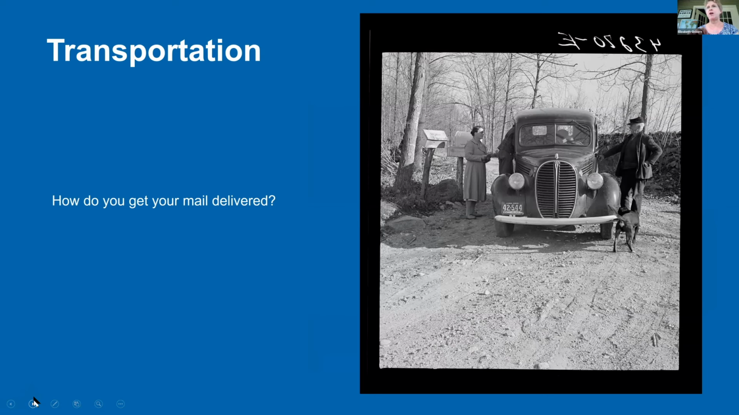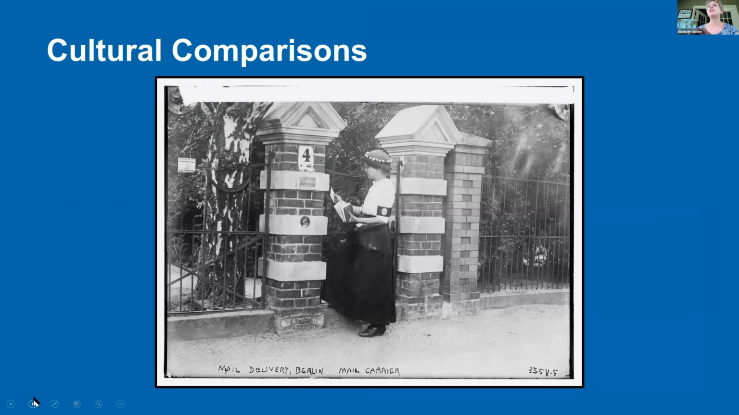I'm sure some of you have kids who live in rural areas, and you can look at the unpaved road in the picture. So here you can do a cross-cultural comparison. Look at this. This is a picture of a mail carrier in Berlin. So in Germany, in Europe.